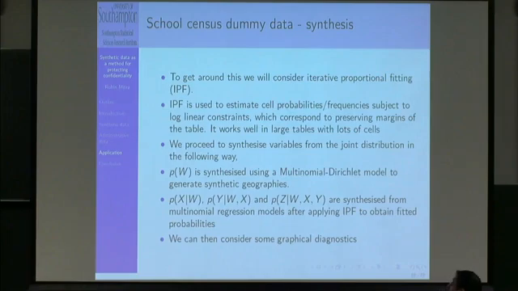So we can now go ahead and synthesize the variables from a joint distribution. We synthesize geography first, like local authority. That's quite easy because there's no conditioning, so we just use a straightforward Bayesian model, a multinomial Dirichlet model, to generate synthetic geographies for all the data. Then we go forward and do all the regression modeling through multinomial regression models, fit using standard multinomial logistic regression, where iterative proportional fitting was used to obtain fitted probabilities, with the constraint that we preserve two-way margins of tables.